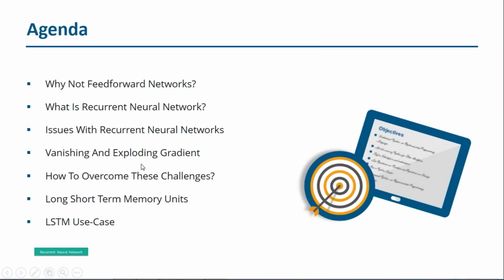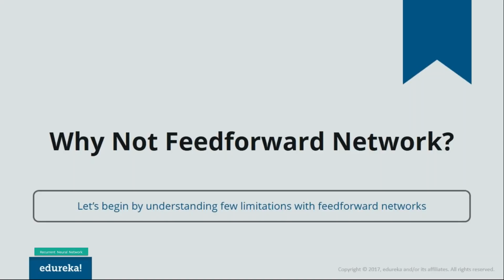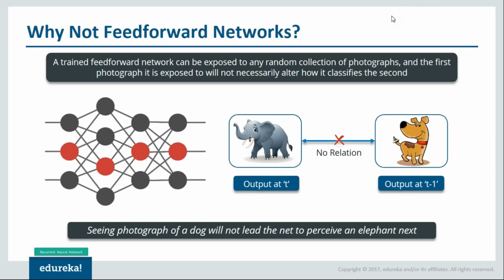So guys, let's begin. We'll understand why we can't use feed-forward networks. Now let us take an example of a feed-forward network that is used for image classification. We have trained this particular network for classifying various images of animals. Now if you feed in an image of a dog, it will identify that image and provide a relevant label to that image. Similarly, if we feed in an image of an elephant, it will provide a relevant label to that image as well. Now if you notice, the new output that we have got, that is classifying an elephant, has no relation with the previous output, that is of a dog.